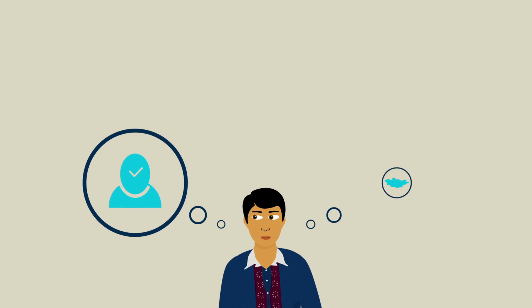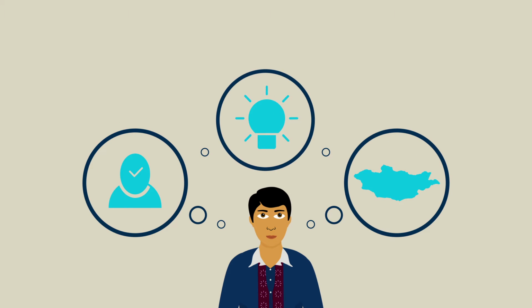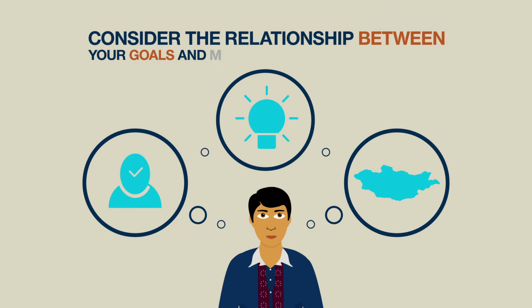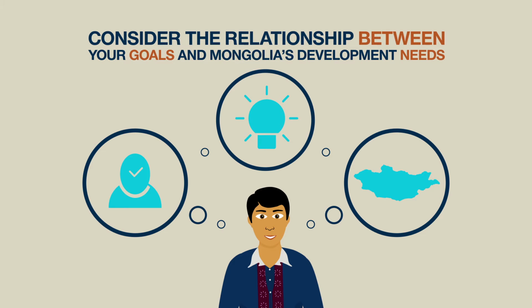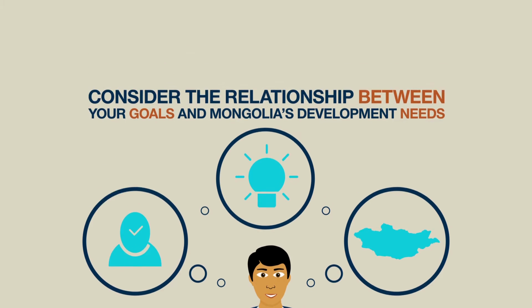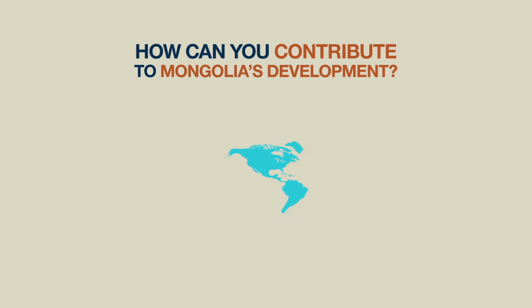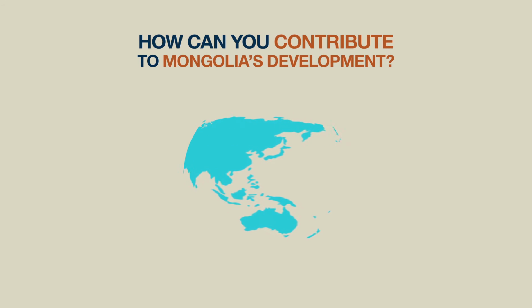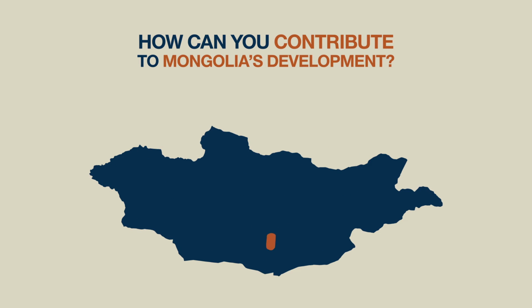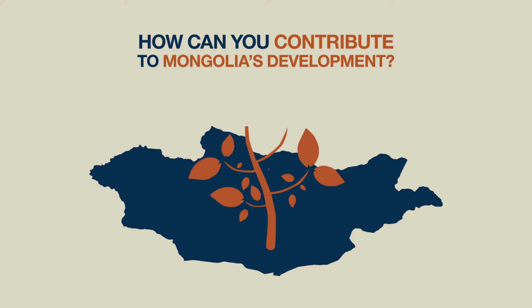Step 1. Think about your personal goals and Mongolia's development needs. Carefully consider the relationship between your academic and professional goals, including your leadership goals and Mongolia's development needs before you start filling in your application. Think about how your new qualification will help you contribute to development in Mongolia. Having a clear view about this and being able to explain it will strengthen your application significantly.